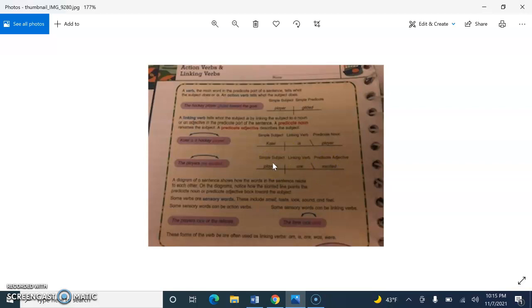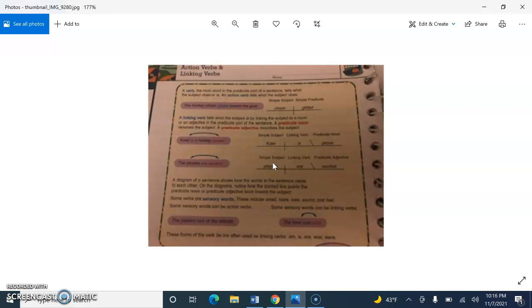All right, let's finish our section. And it says a diagram of a sentence shows how the words in the sentence relate to each other. On the diagrams, notice how the slanted line points the predicate noun or predicate adjective back to the subject. And the next sentence is another point that we reviewed.